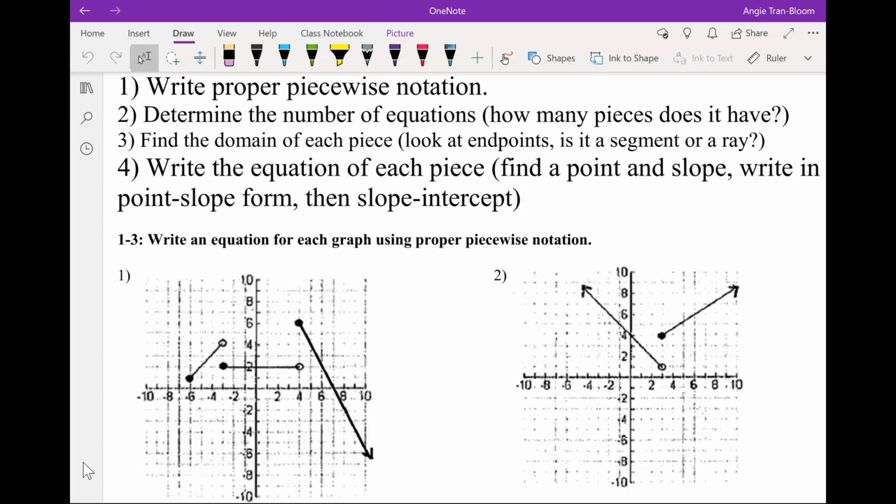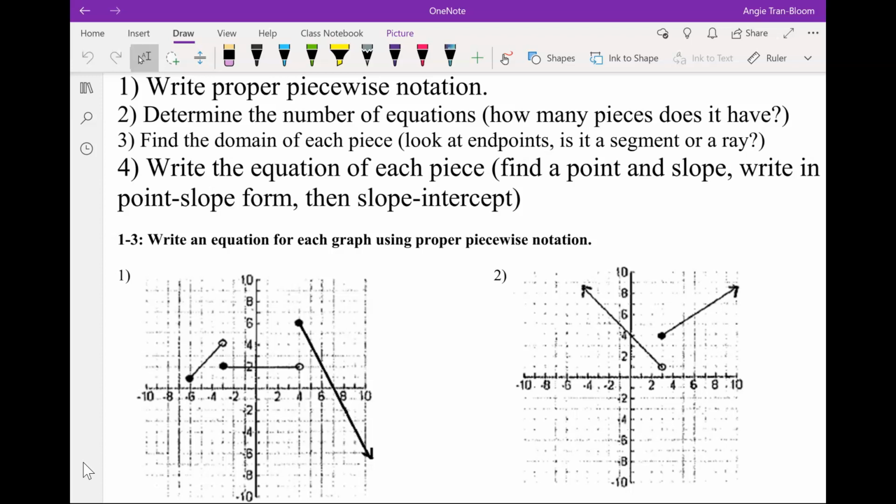Sophia H., can you help me read number 1, please? Write proper piecewise notation. Yes. Learning how to write a piecewise function is like learning a new language. There's particular notation that we have to use, so we are going to use all of that today.